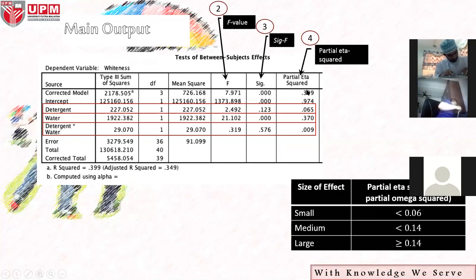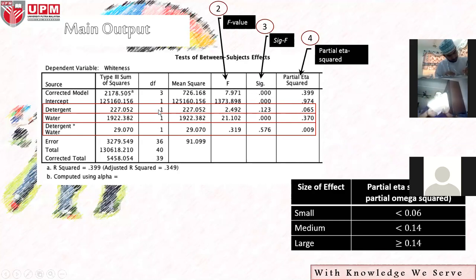According to APA, when you report your findings, you need to make sure that you report both F and significant F value. Do not just report the significant value. It is not enough. You need to report both F and significant F, even though when we made the decision, the decision is based on the significant value. But in reporting, make sure you report both F and significant F.